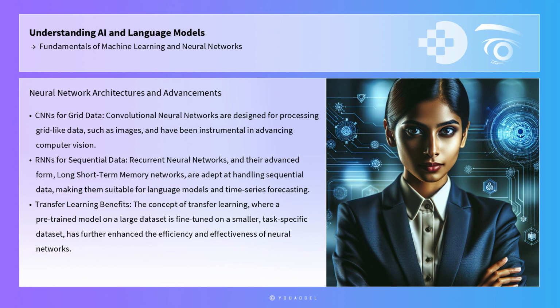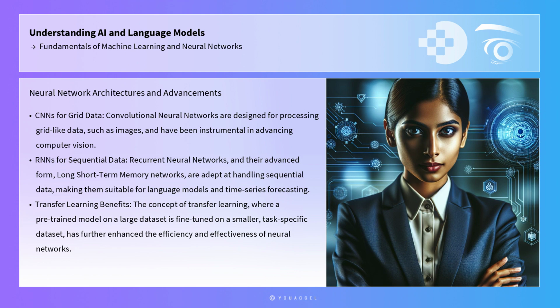A critical aspect of neural networks is their architecture, with various types tailored for specific tasks. Convolutional neural networks are designed for processing grid-like data, such as images, and have been instrumental in advancing computer vision. Recurrent neural networks, and their more advanced form, long short-term memory networks, are adept at handling sequential data, making them suitable for language models and time series forecasting.